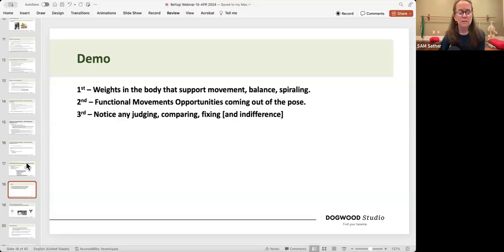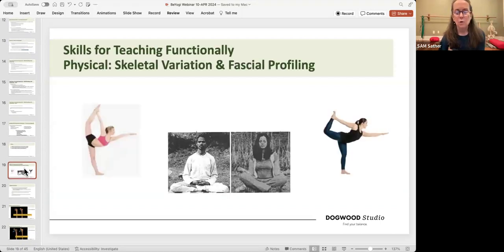So let me share my slides again. And by the way, the slides you get won't have some of the pictures I'm going to share, because they are pictures that teachers who have gone through like 300 hours with Paul were able to use, his skeletal pictures.